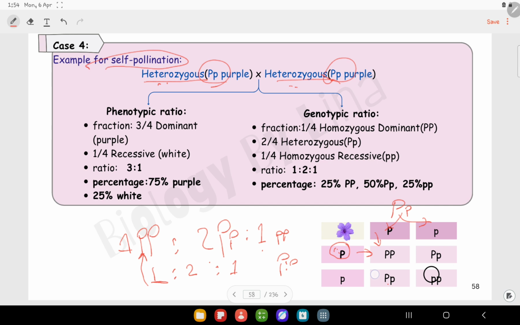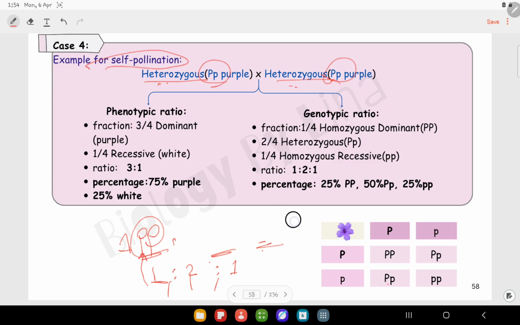If the question asks how many different phenotypes or how many different genotypes, here how many different genotypes do we get? This is one, this is one, and this is one. So we get three different genotypes. This is a genotype, this is a genotype, and this one. So we get three different genotypes. Here in the genotype, we focus on the different letters that we get.